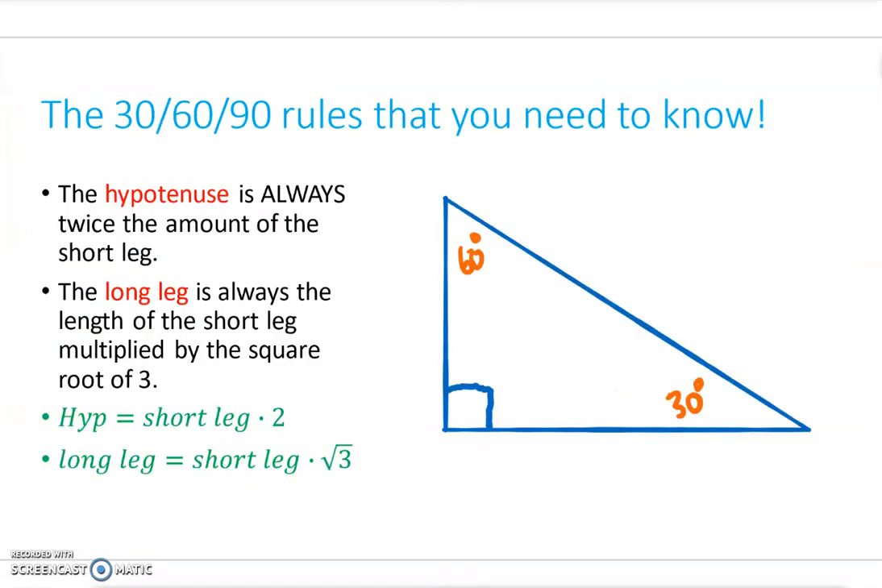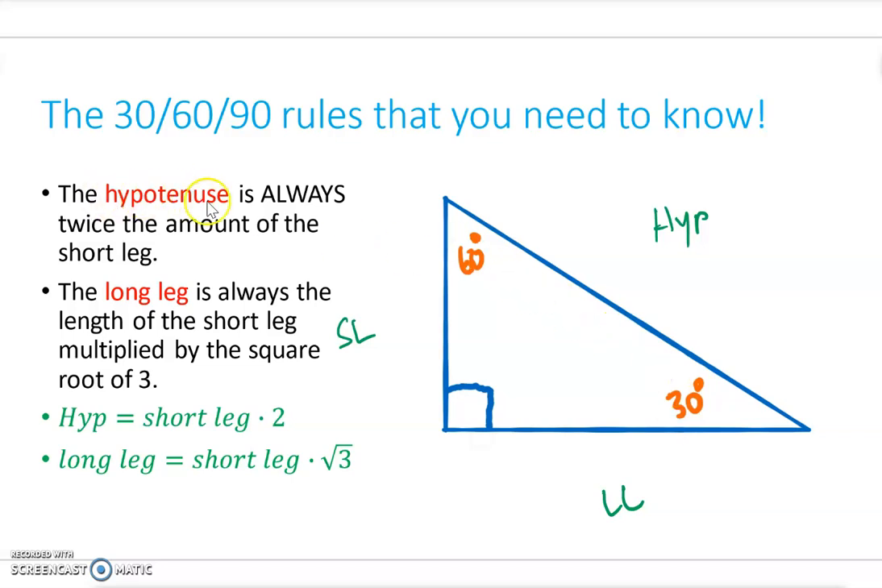Here are your 30, 60, 90 rules that you need to memorize. Okay, first of all, recognize you have a special triangle. Let's label it. So remember that this is the hypotenuse over here. This is the short leg over here and the long leg here. Short leg always across from 30 degrees. Long leg always across from 60 degrees. So remember that.